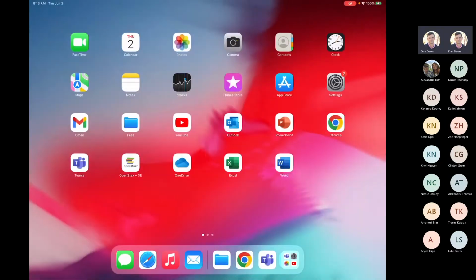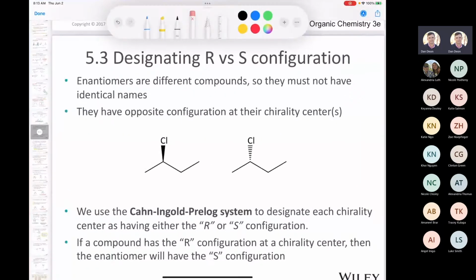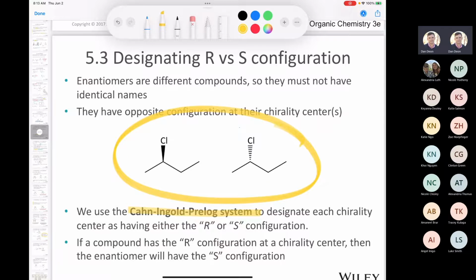All righty, Chemistry 3101. Let's start off today's lecture by reviewing a little bit of how we designate R versus S on a stereocenter or an asymmetric center, whatever you want to call it. And to do that, we use what are called the Cahn-Ingold-Prelog rules or the Cahn-Ingold-Prelog system. If I have a chiral center, and both of these molecules have a chiral center, you have to be able to designate that chiral center as being R or S.